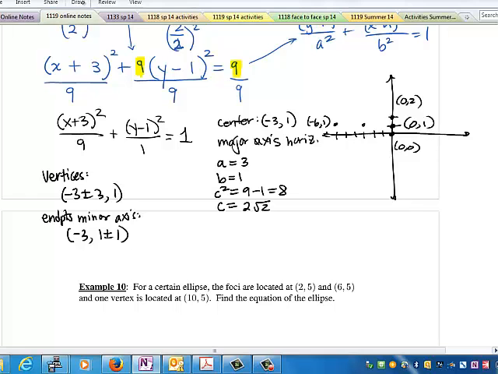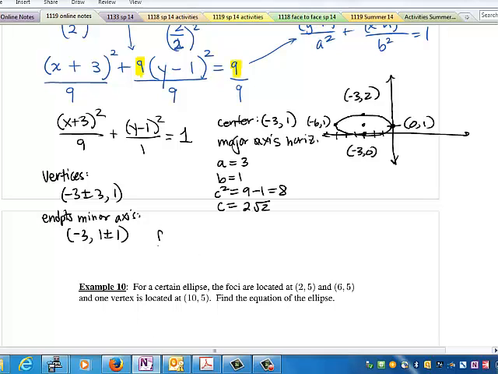Oops, not from there though, from the center. Let's try that again. Didn't want to lose all that. So from the center, up 1 and down 1. There we go. So this is negative 3, 0 and negative 3, 2. We've got our sketch.